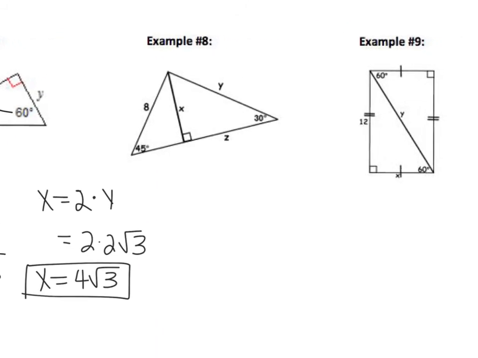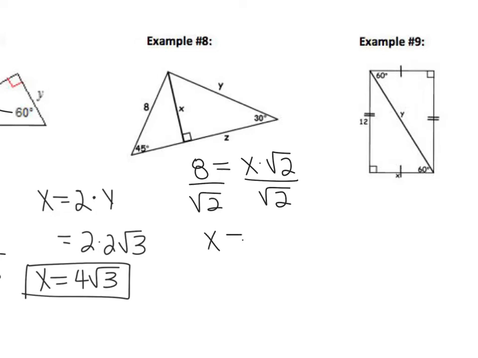So in example 8, we're combining our two. The triangle on the left is a 45, 45, 90 triangle, and the triangle on the right is going to be a 30, 60, 90 triangle. So we're going to start by solving for x in the 45, 45, 90. So we know our hypotenuse 8 is the length of the leg x times the square root of 2. So we're going to divide both sides by the square root of 2.